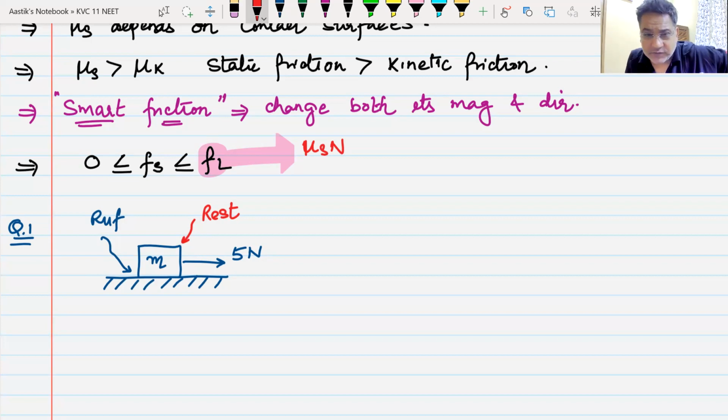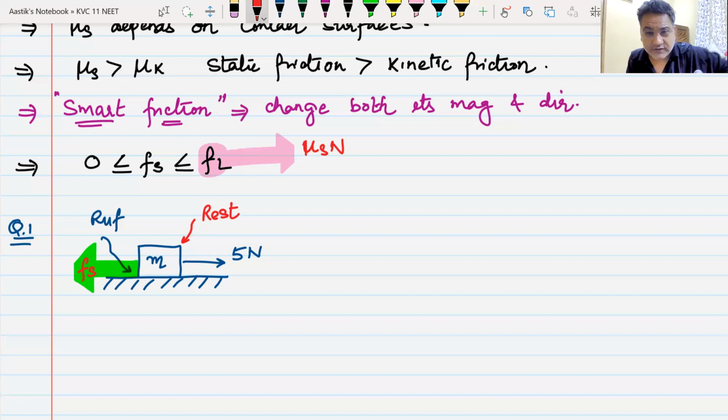Now tell me, what will be the direction of static friction? Left side. The direction of static friction would be left side. Well done. So far, so good. We are moving correctly. Now, the next question is, what is the magnitude of static friction? Remember, the body is at rest. The body is not moving.